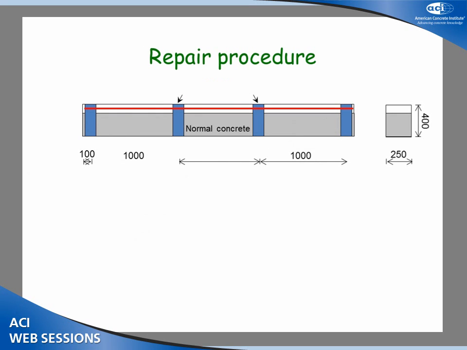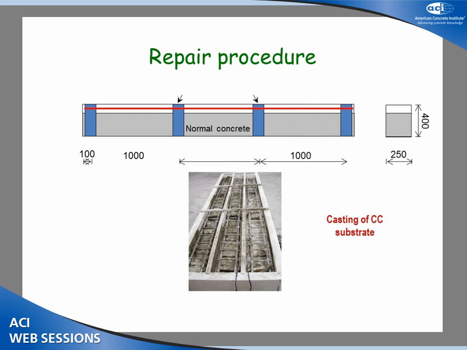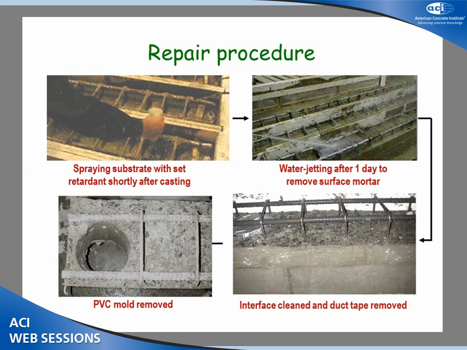So for the repair ones, we cast a beam about three-quarters of the way. We just left about 125 millimeters, which is 5 inches, that was not cast with any concrete. And then we put some retarder at the surface. We let it set, and then the next day we used high-pressure water jets to expose the aggregate and remove any laitance at the surface. This gave us a section to simulate the repair section.